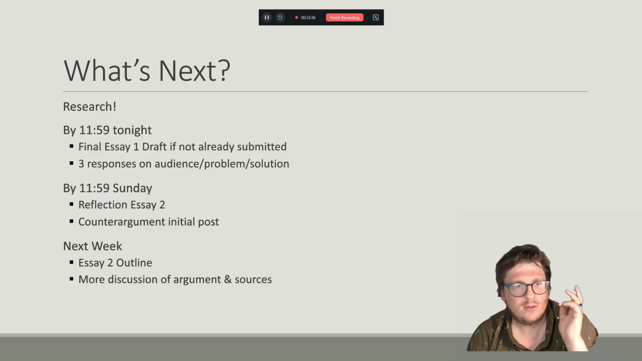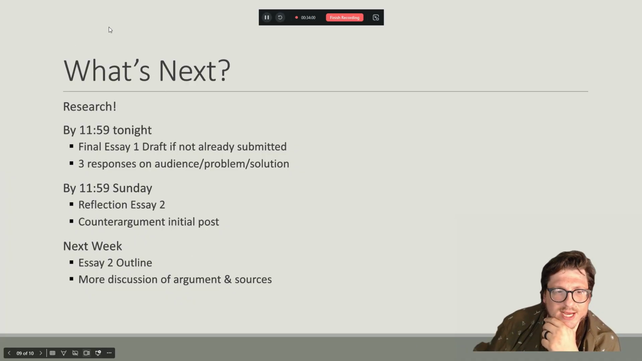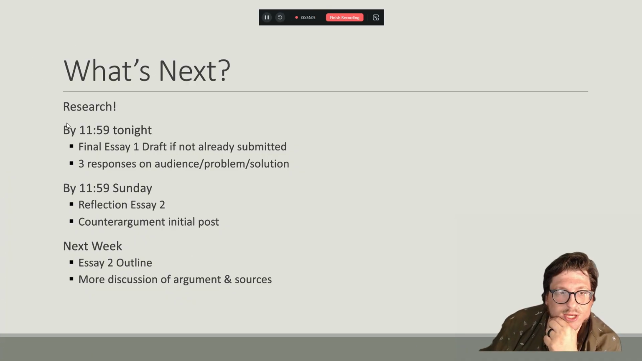So here is what's coming up next. Actually, this date right here is incorrect on Sunday. That's actually Tuesday. But tonight, your final draft for Essay 1 is due. Your reflection essay is due on the 28th, and the counter-argument initial post will be due that same day.